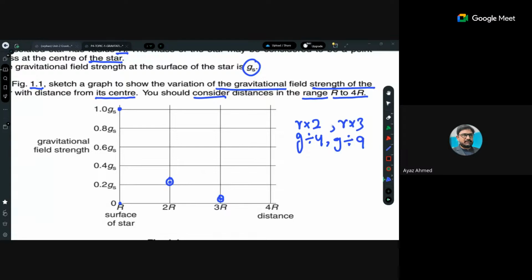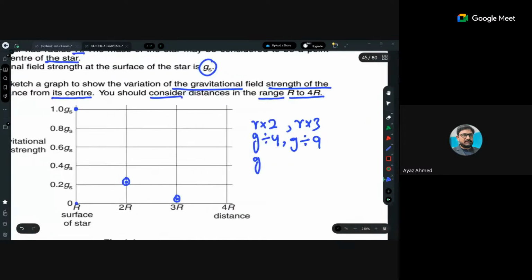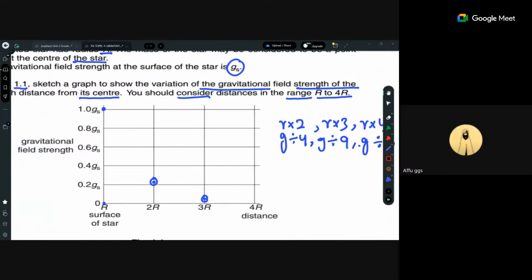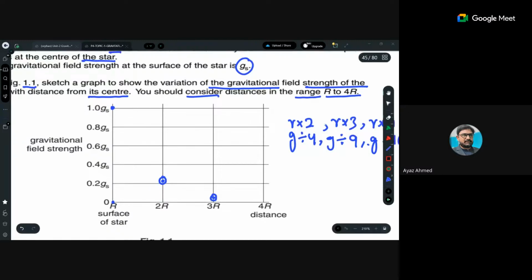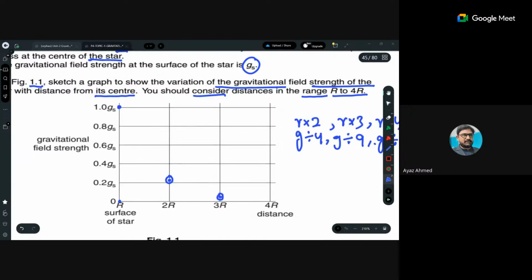And at 4R, when R is multiplied by 4, your G will be divided by 16. Is it clear? So just do 1 by 16, 0.0625. So it is 0.06, it will be very close to the axis. Although it will not touch the axis, it will be closer to the axis. So just shuffle these points a little bit above.